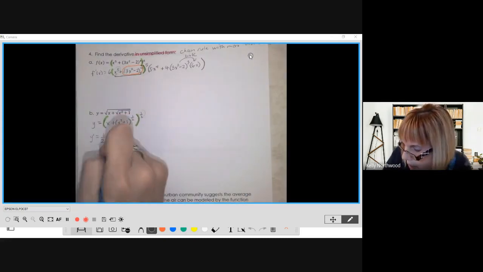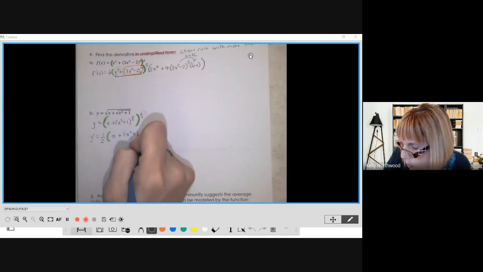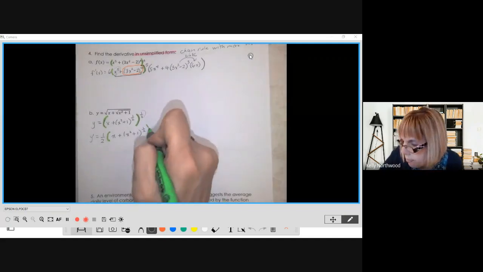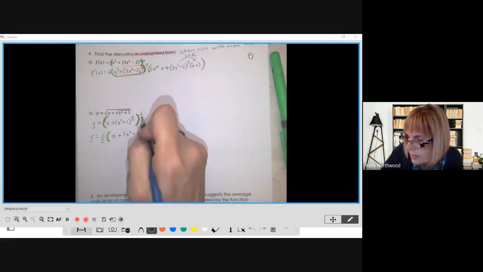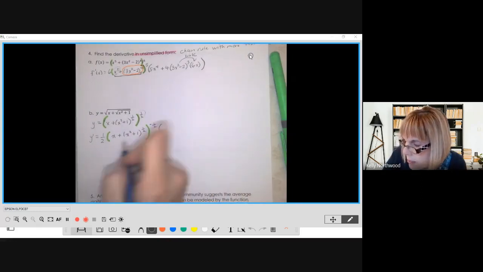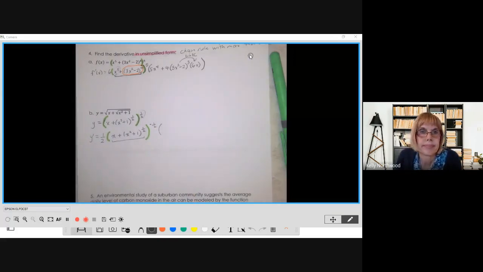So I don't change anything in here. X plus x squared plus 1 to the half, to the negative 1/2. This exponent decreased by 1, times the derivative of what's inside. Anyone want to take a try at what the derivative of what's inside would be?